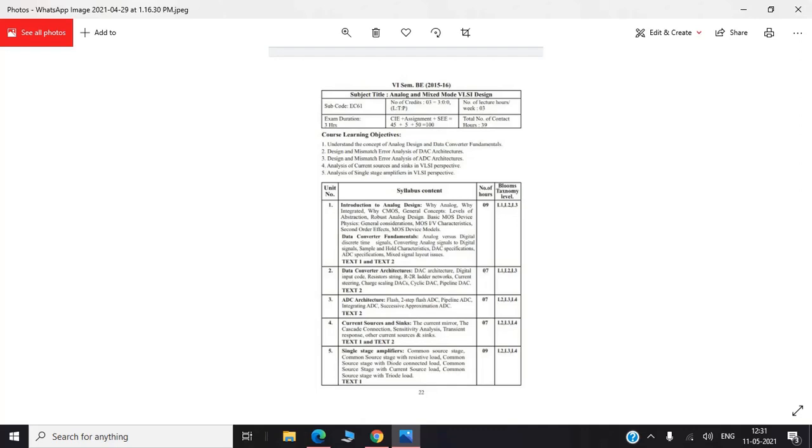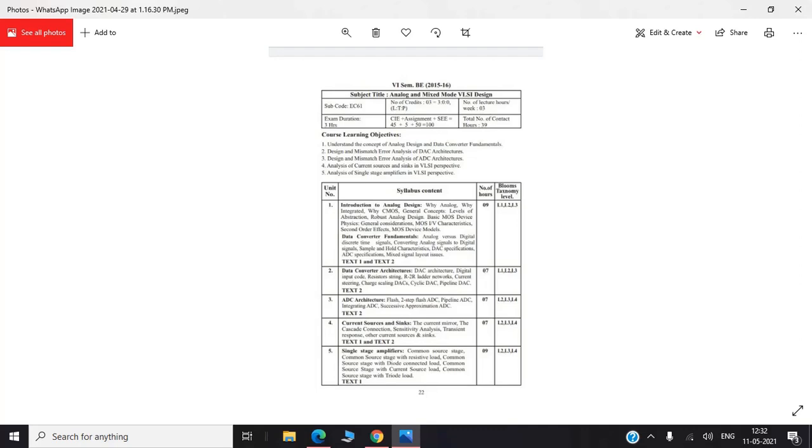The first one is Introduction to Analog Design. Why analog, why integrated circuits, why CMOS, general concepts, level of abstraction, robust analog design, basic MOS devices, general considerations, MOS IV characteristics, second order effects and MOS device models. And in the first unit itself we have one more chapter, that is data converter fundamentals, and this will be from textbook 1 as well as from textbook 2. So the total contact hours is 9 hours.